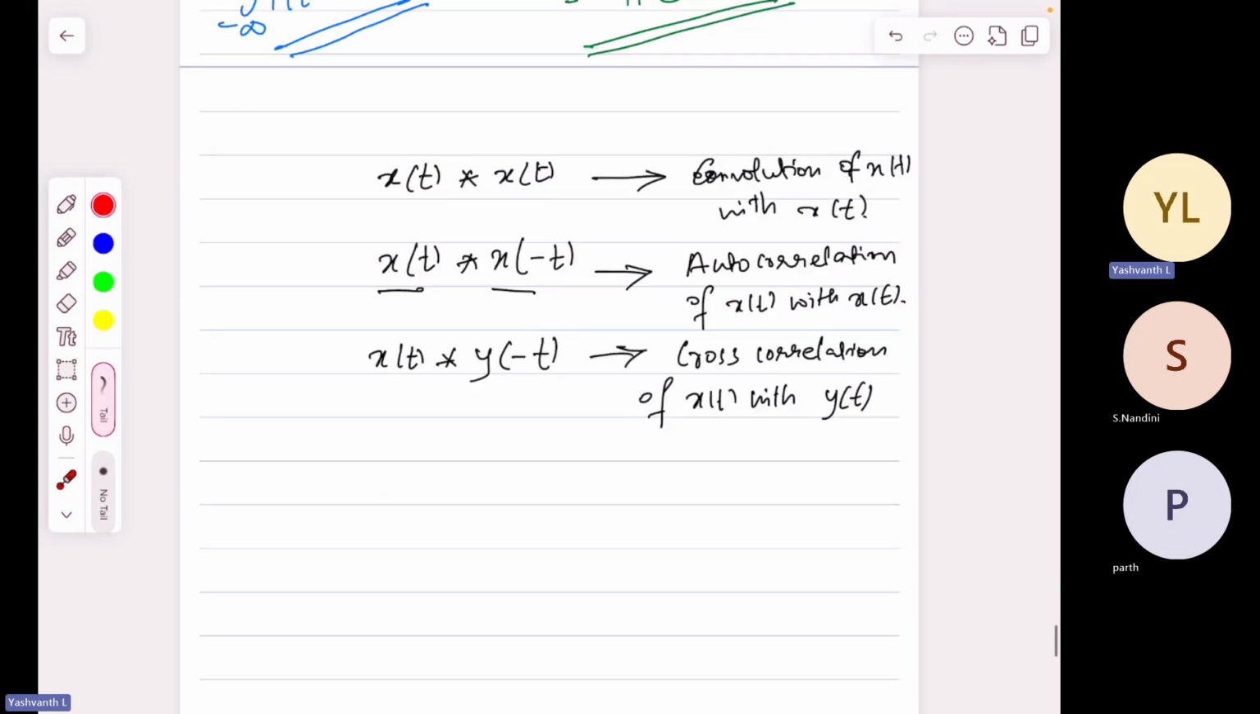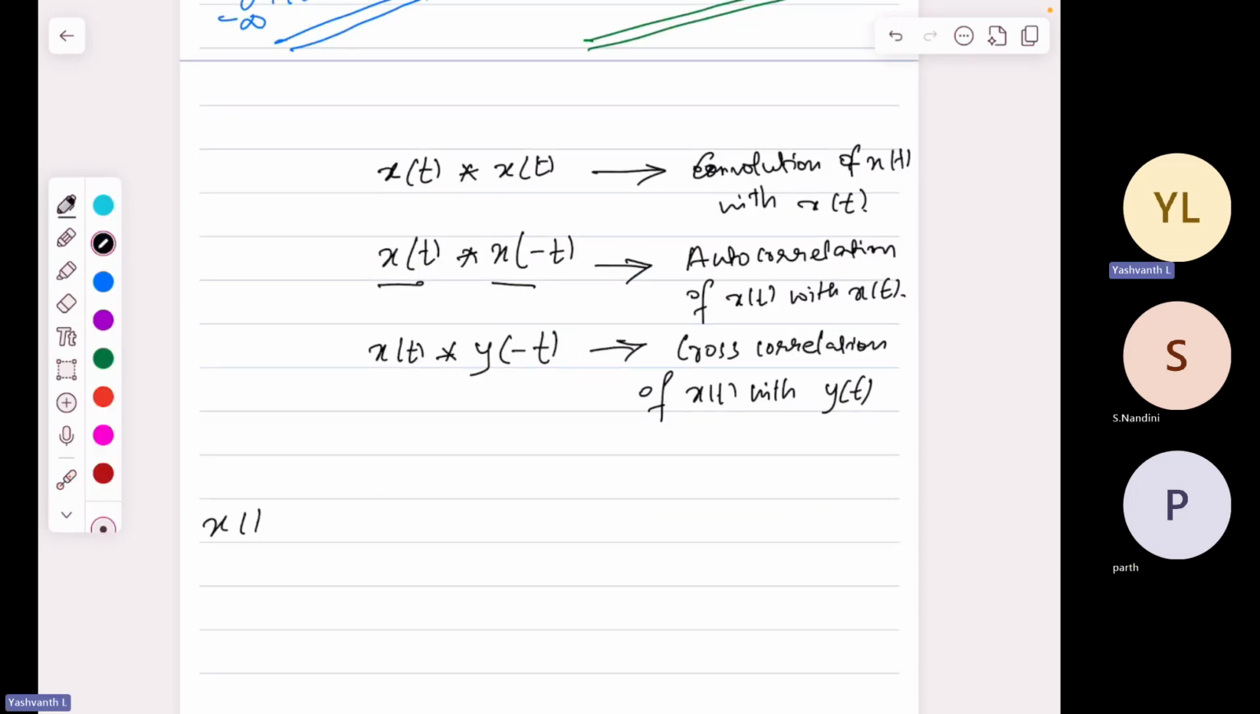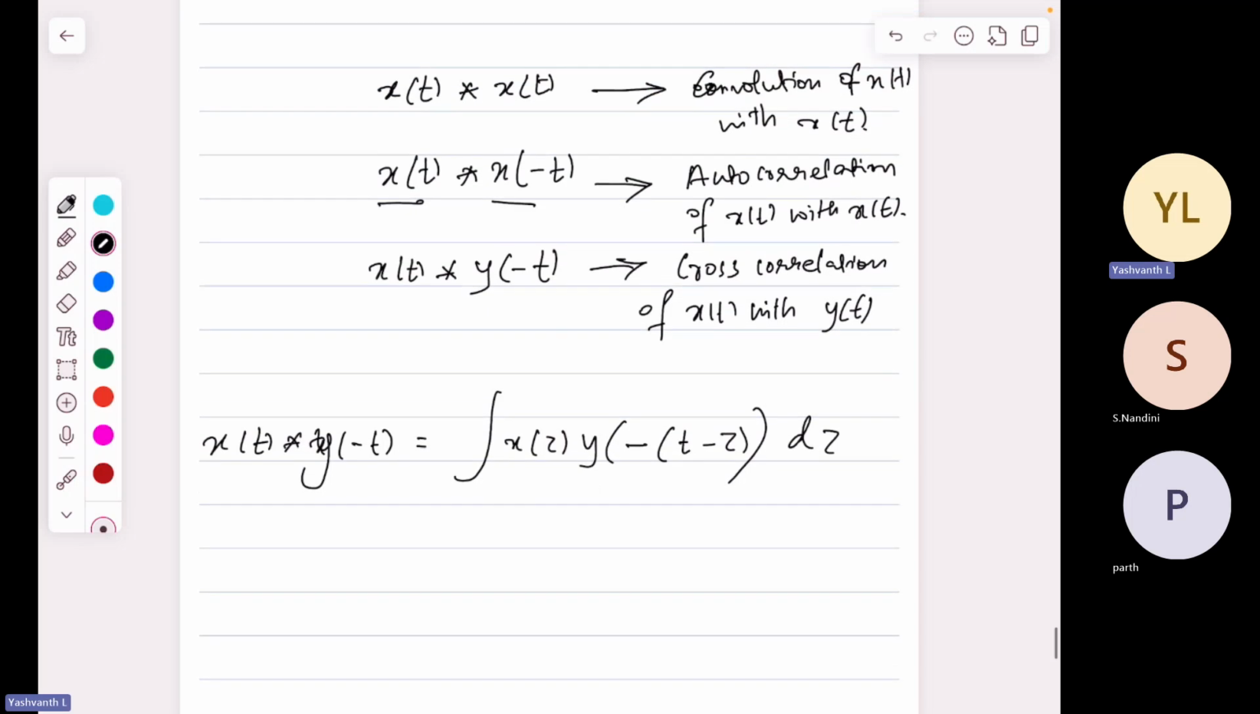So for example, x of t convolve y of minus t. What does it become? Integral of x of tau into y of minus of t minus tau d tau, which is the integral of x of tau y of tau minus t d tau, and this is exactly the expression for correlation you would have seen. Is it clear? Yes, sir.